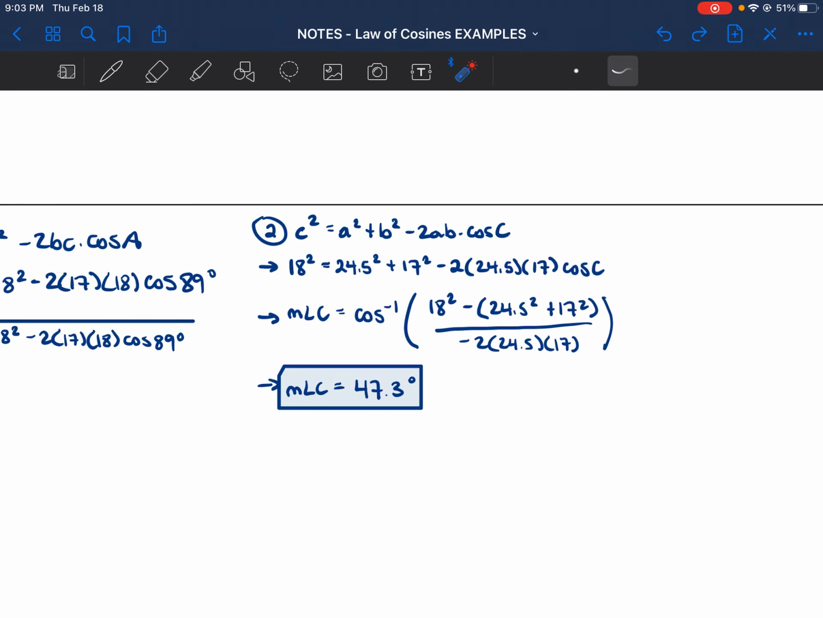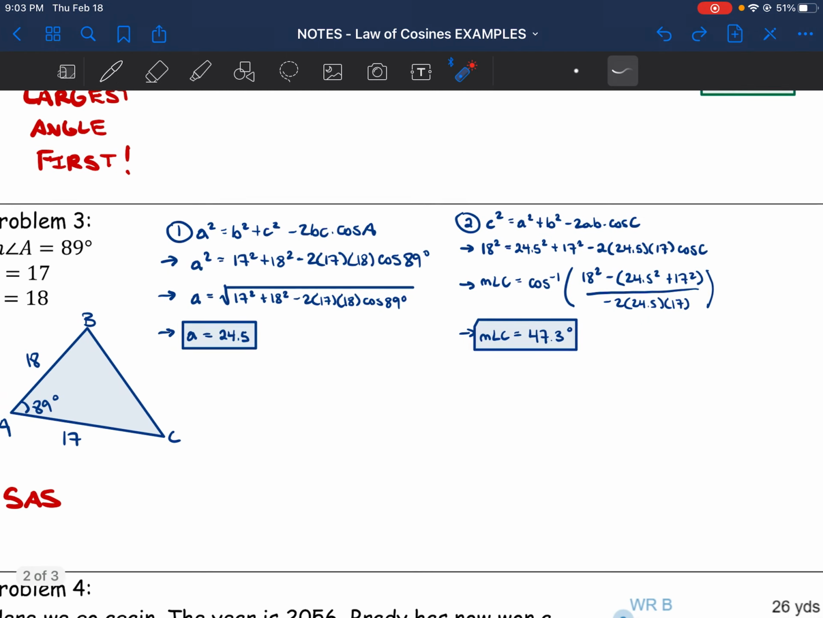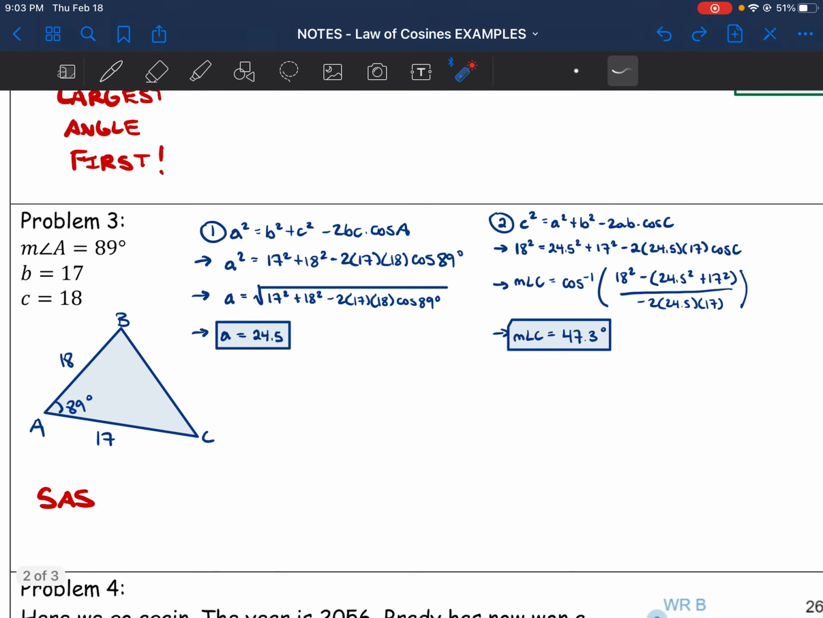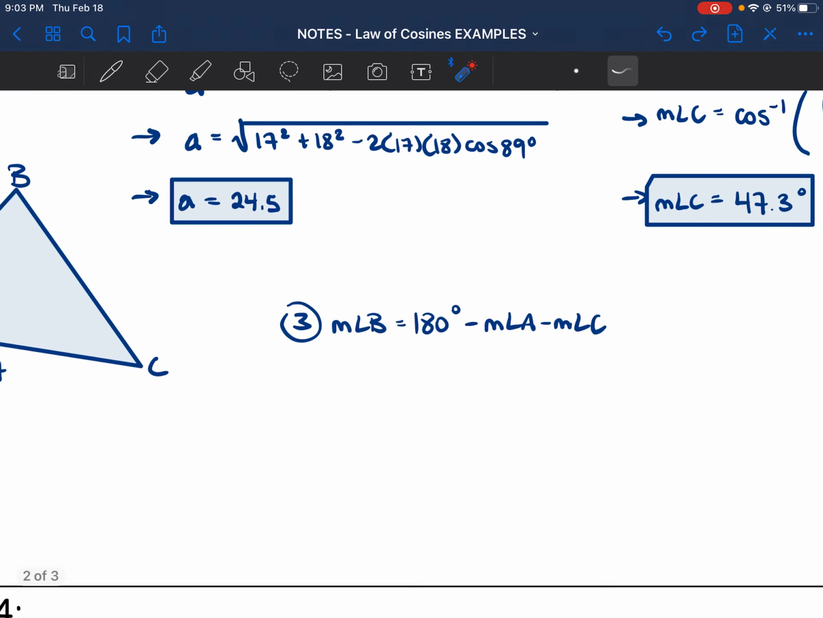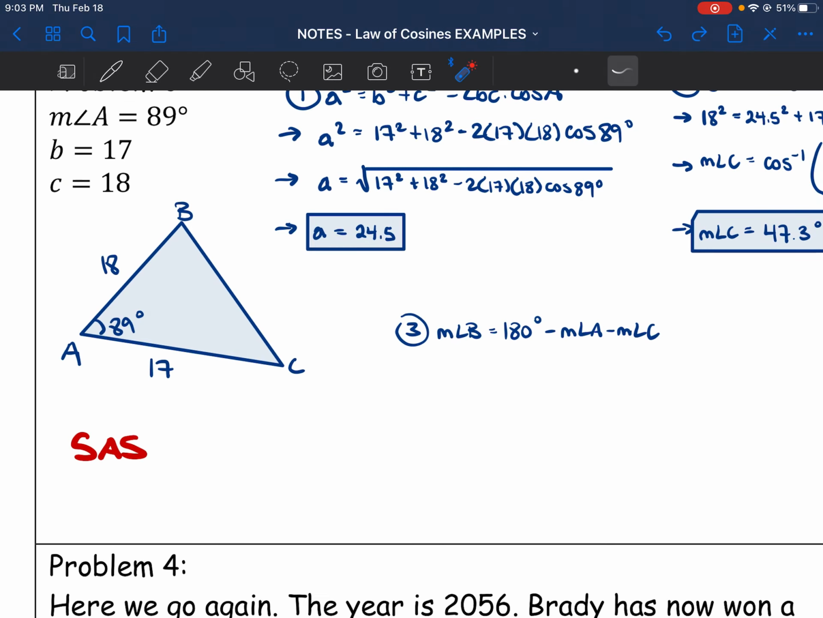Okay. And then our third piece here in this particular problem, the last thing that we're looking for is angle B. We have angle C. We already had angle A. So that's going to be a pretty easy one to find. Measure of angle B, 180 degrees minus the two angles we know. And we get that the measure of angle B is 43.7. And now we have solved the entire triangle.